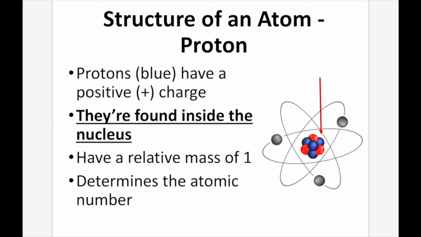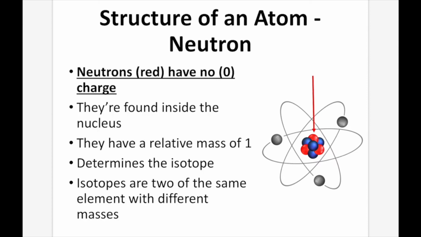Structure of the atom, proton. Protons, the blue ones, have a positive charge. They're found inside the nucleus. They have a relative mass of 1, and they determine what is called the atomic number. Structure of the atom, neutron. Neutrons, the red, have 0 charge. They're neutrally charged. They're also located inside the nucleus. They also have a relative mass of 1, but they determine what's called the isotope. Isotopes are 2 of the same element with different masses, and I'll talk more about isotopes in a moment.